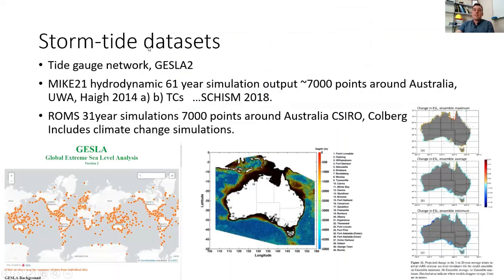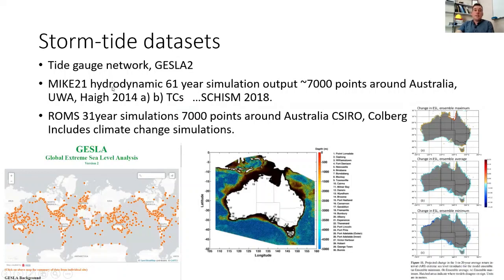So the data sets that the Canute tool uses: there's a tide gauge network around the world with variable tide gauge lengths, ranging from 100 years at Port Denison to much shorter at different locations. An example is the GESLA database of global tide gauge records, which you can use to look at extreme sea level. There's a web page and we can see all the locations around the world.